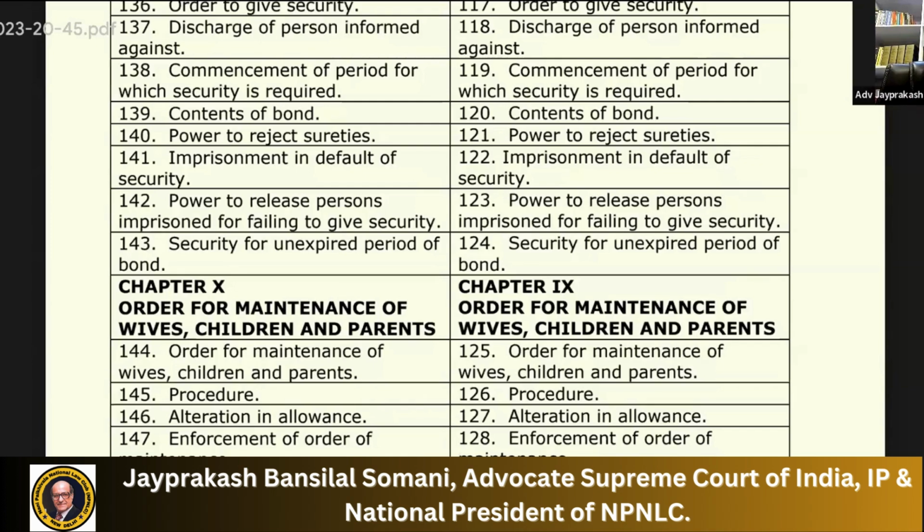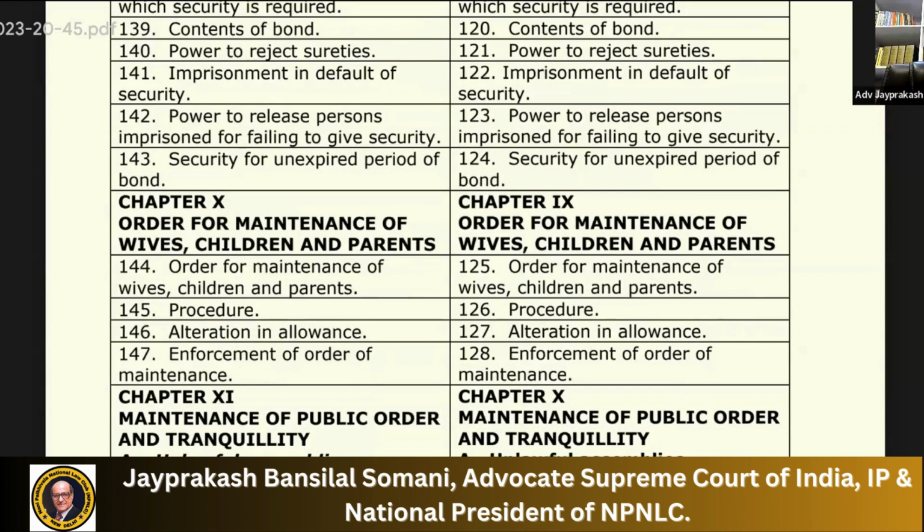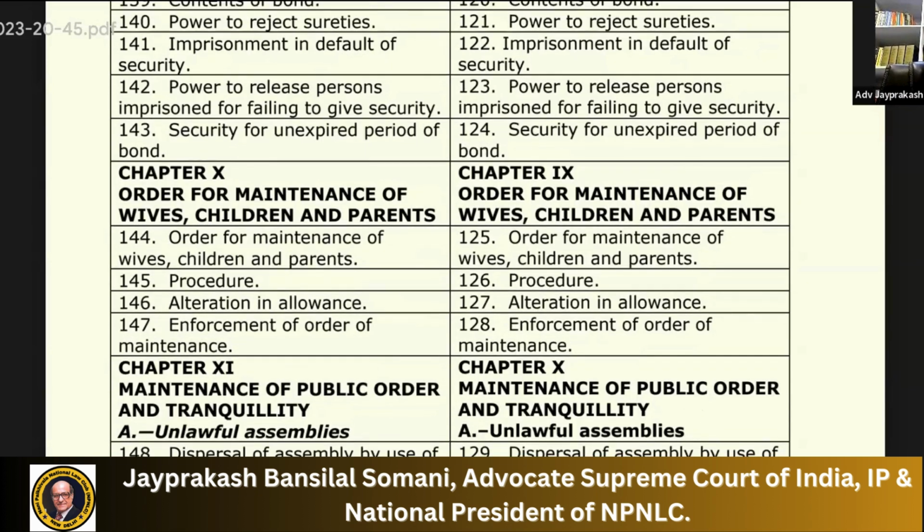Now friends, we are moving towards chapter 10 of BNSS, order for maintenance of wives, children and parents. The earlier chapter in CrPC was chapter 9, order for maintenance of wife, children and parents. So remember that the earlier section of maintenance was 125 in CrPC. Now in BNSS, section 144 is order for maintenance of wives, children, and parents. Its earlier section was in CrPC 125.